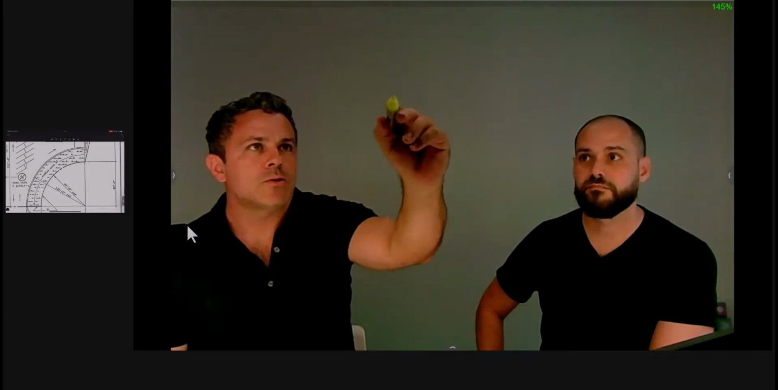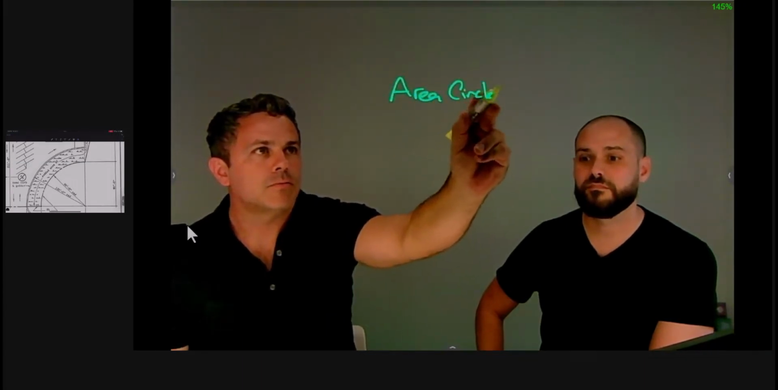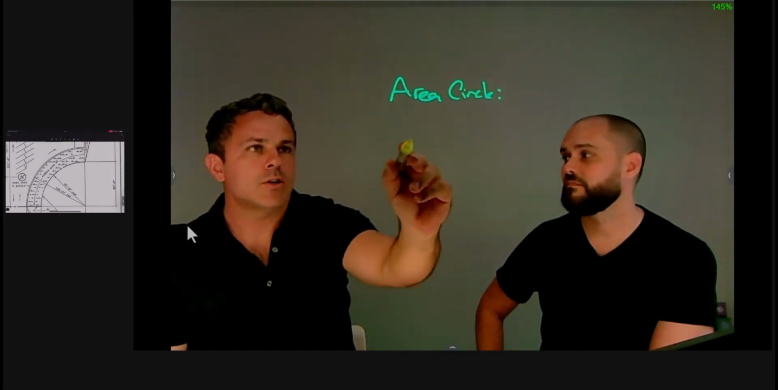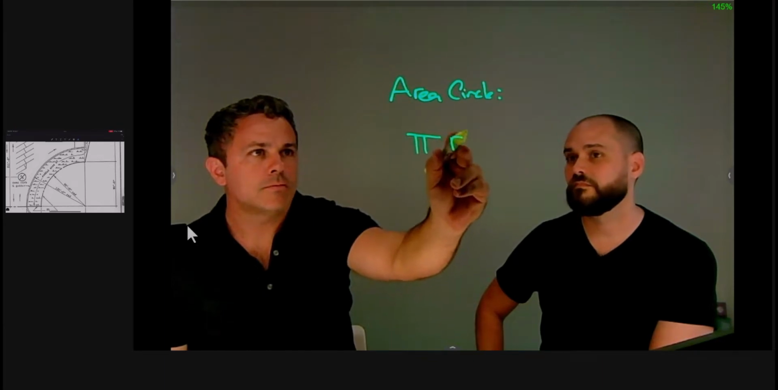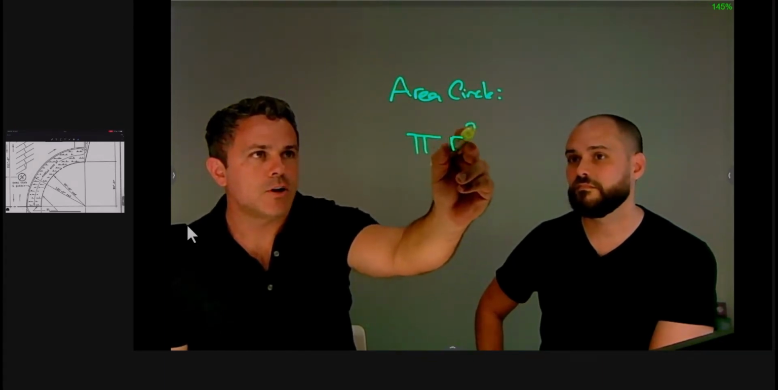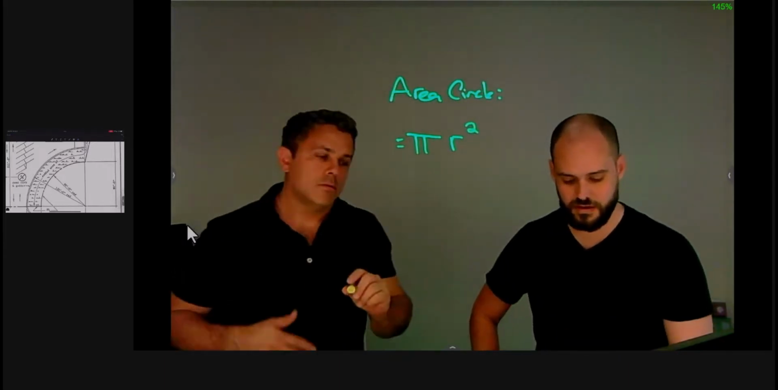Okay, let's go back to the board. We can do this the old-fashioned way, and we're going to do it the cheat way too. So the old-fashioned way: the area of a circle is going to be pi times r, which is the radius, times itself, squared. This is the area of a circle. I'm going to write that here.